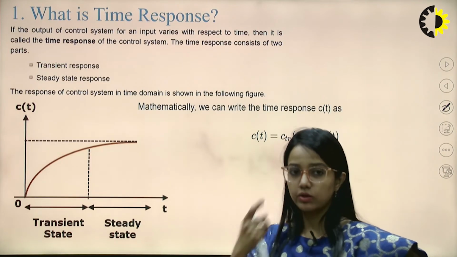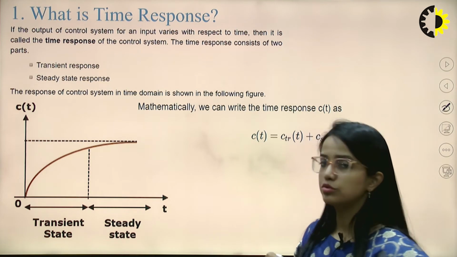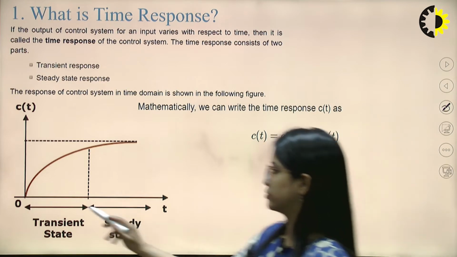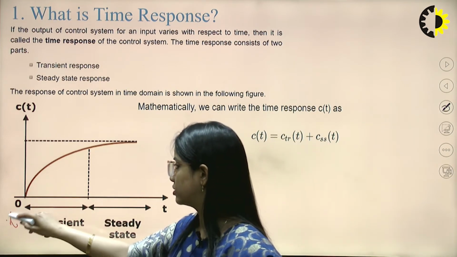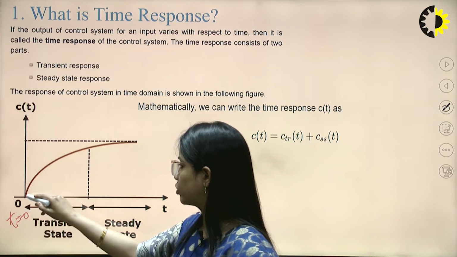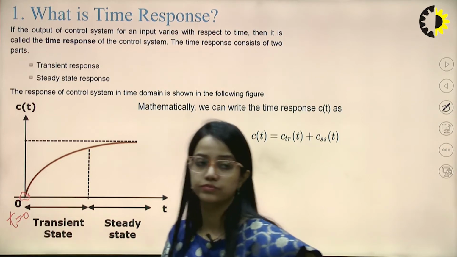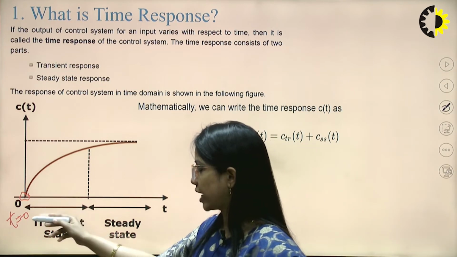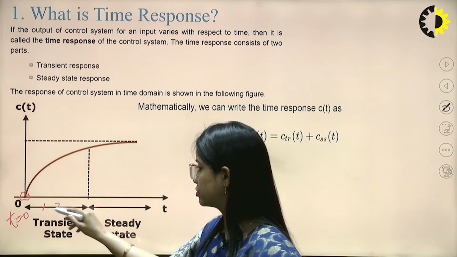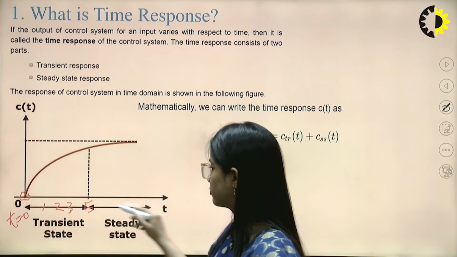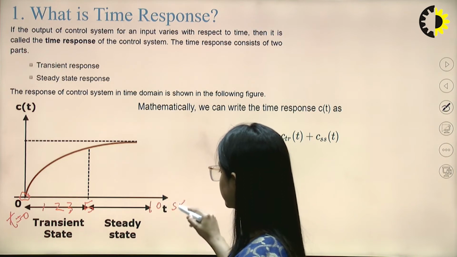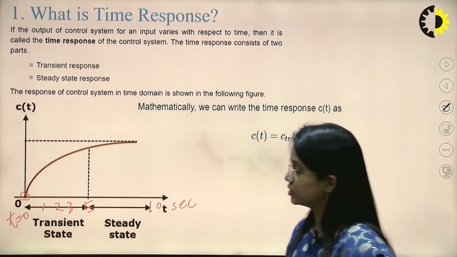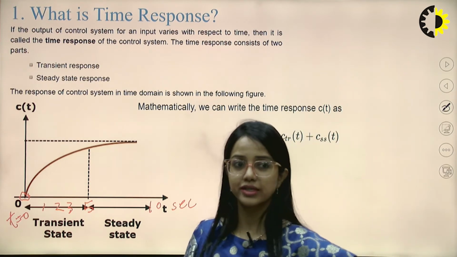So, what is time response? What happens to the response when the time advances? So, let's say at t equals 0, the output of the system is 0. Now, as and when the time advances, like 1 second, 2 seconds, 3 seconds, 4, 5, till 10 seconds, my system takes some time to settle.